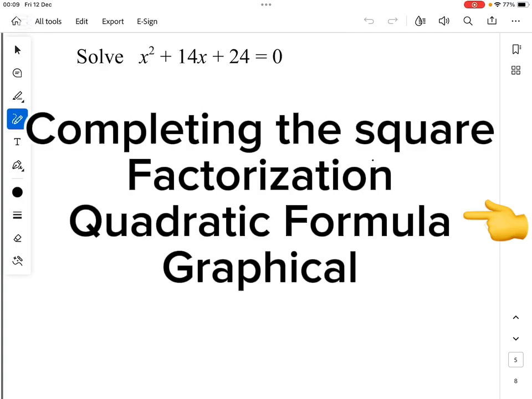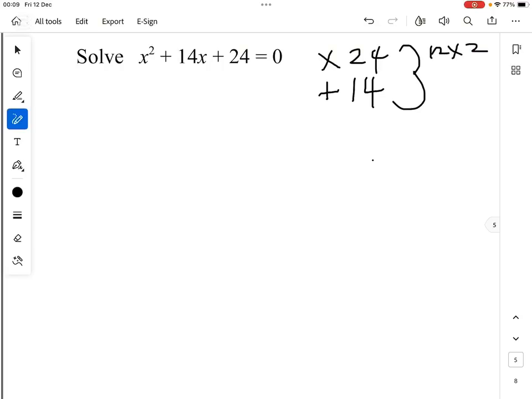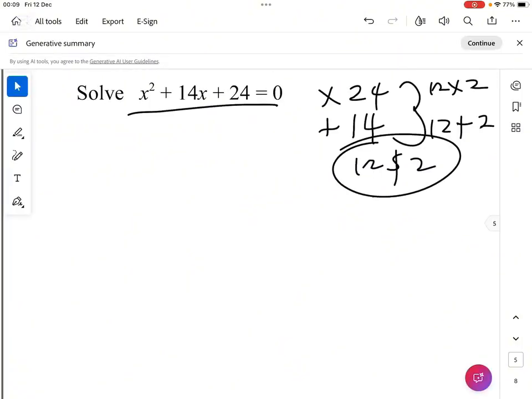Alright, so let's go. In the factorization method, you're going to consider the two terms, the coefficient of x and the constant term in your quadratic equation. You're going to look for two numbers whose product is going to be the constant term 24 and whose sum is going to be the coefficient of x, 14. And those two numbers can be 12 times 2, that's 24. 12 plus 2 is 14. So 12 and 2 are the two numbers that we're going to be using for this.